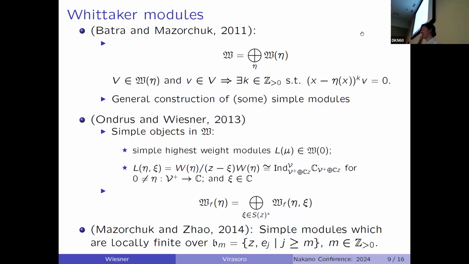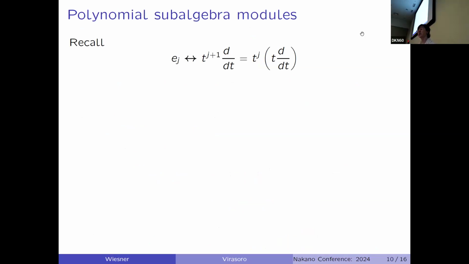Going through all of this, we've got the weight modules and the Whittaker modules. Both are coming from the triangular decomposition of the Virasoro algebra, and there are lots of nice things that you can say about the modules there. So this brings us to the final family of modules that I wanted to mention.